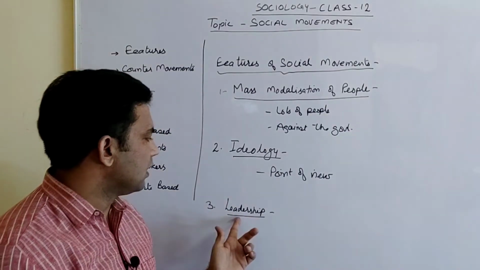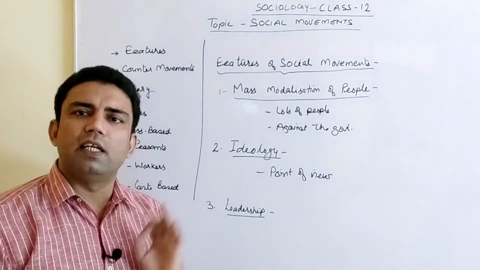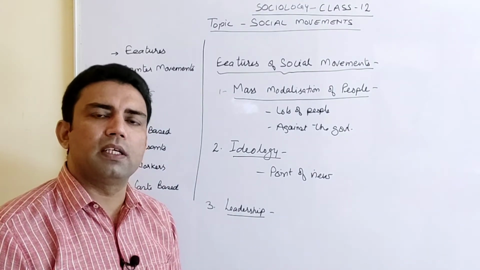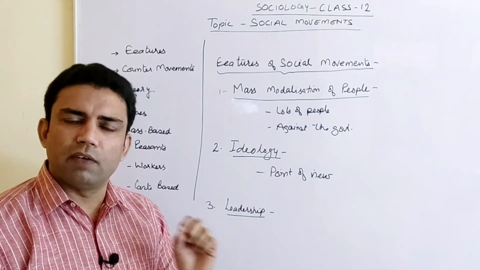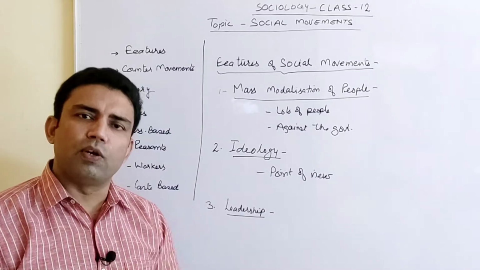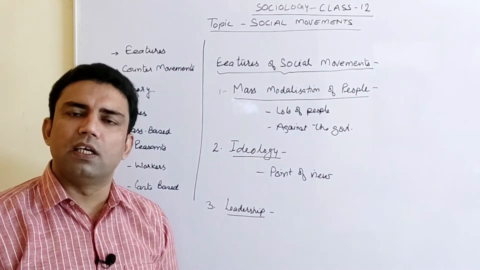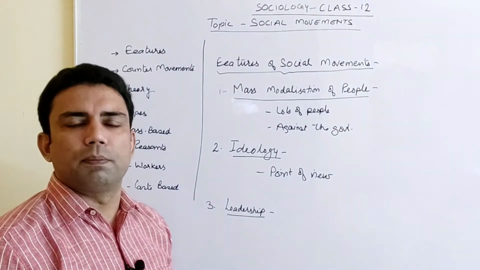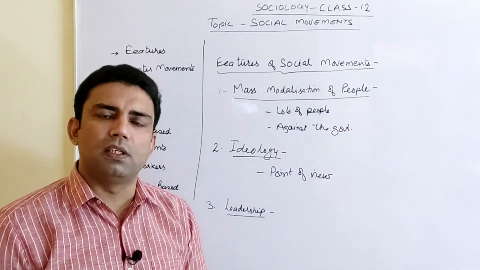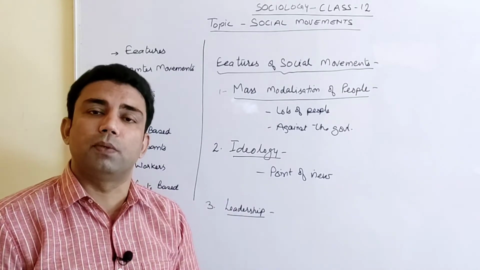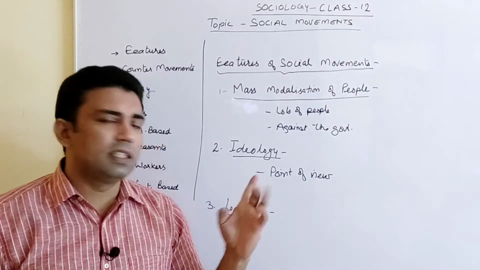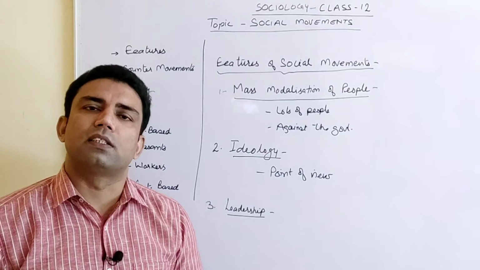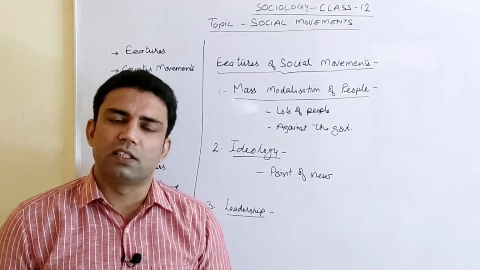The next thing is leadership. The leadership of the social movement matters a lot. If you have a valid leader, a very successful leader, a person who is going to dominate the people, control the people, attract the people towards the leadership, only then your movement can be successful. Otherwise, the chances are very low.